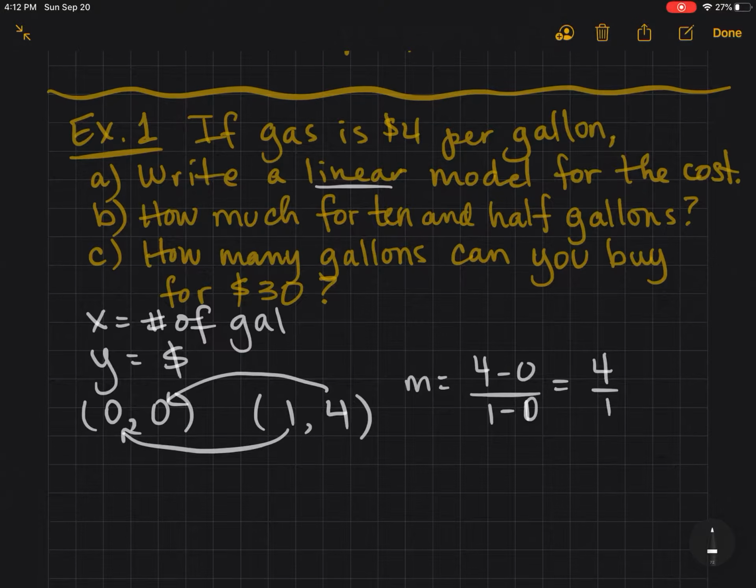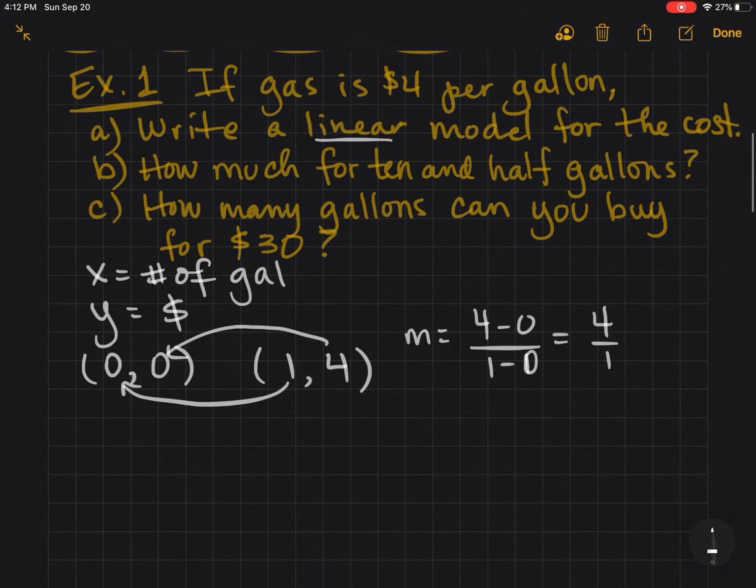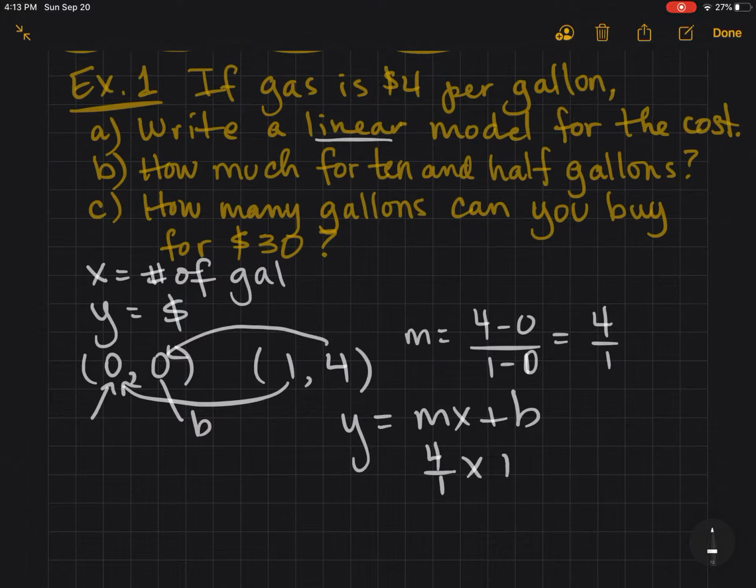So now that I have the slope, of course, I'm going to notice here that x is 0, so that this is a y-intercept, and I can write my model. y equals mx plus b, plug in my slope, and I don't need the 1, but I'm leaving it there for a reason, just for a moment. And now we see y equals 4x is our linear model.